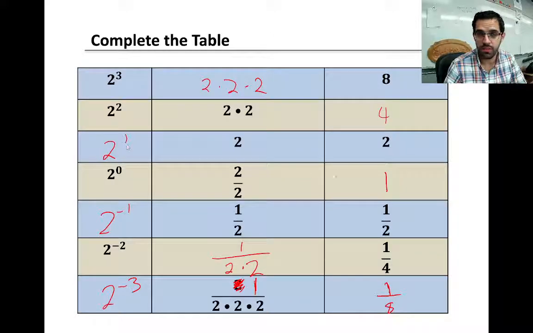So if we continue that pattern, dividing by 2, we get 1. Dividing by 2 in the middle column, we get 2 over 2, which is equal to 1. And in the first column, we subtract 1 from the exponent. So 2 to the power of 1 minus 1 is 2 to the power of 0. If we continue that pattern, again, 1 divided by 2 is 1/2. Same thing here, and if we take 1 off of 0, we get 2 to the power of negative 1.